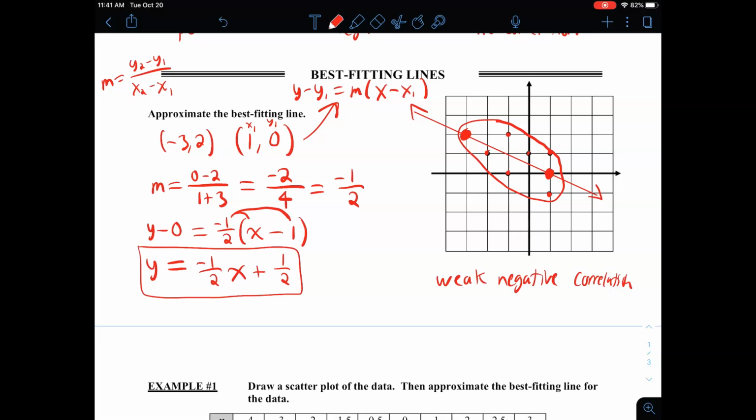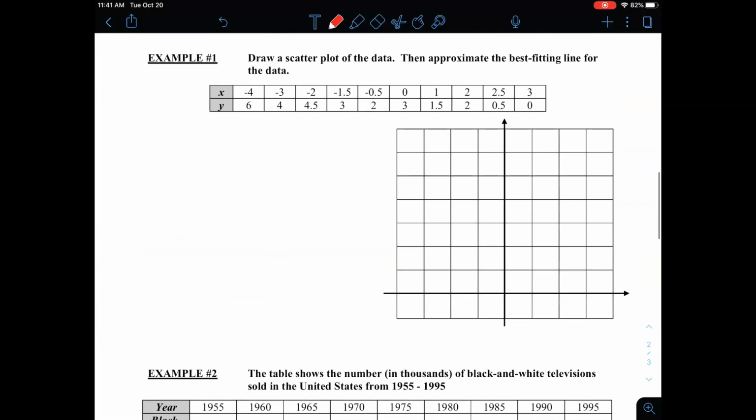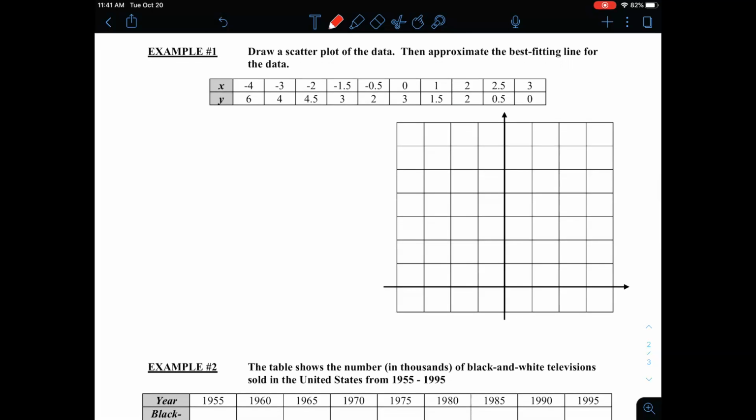All right, 2 more examples. All right, example 1, draw a scatter plot of the data, then approximate the best fitting line for the data. So we're going to graph all these points, and we're going to come up with an equation. And it doesn't say to come up with an equation for both of these, but we're going to do it anyways because I feel like it's important to do. So just to get some practice.